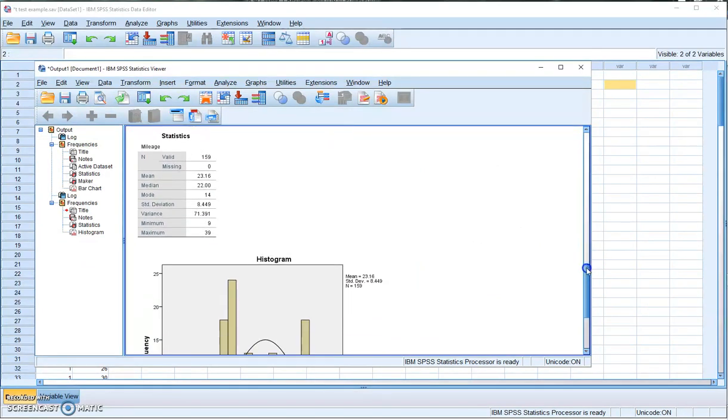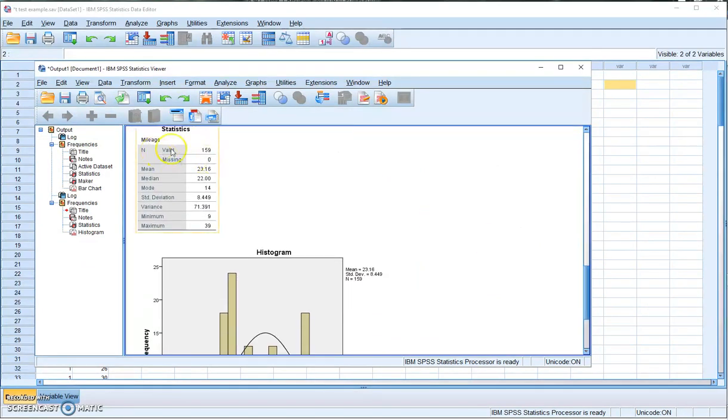You can see that we have 159 valid values for this particular variable, and the mean of those 159 measures is 23, and the median is 22 with a mode of 14. And this variable has a standard deviation that's close to 8.45. The maximum value is 39. Compare that to the minimum value of 9.